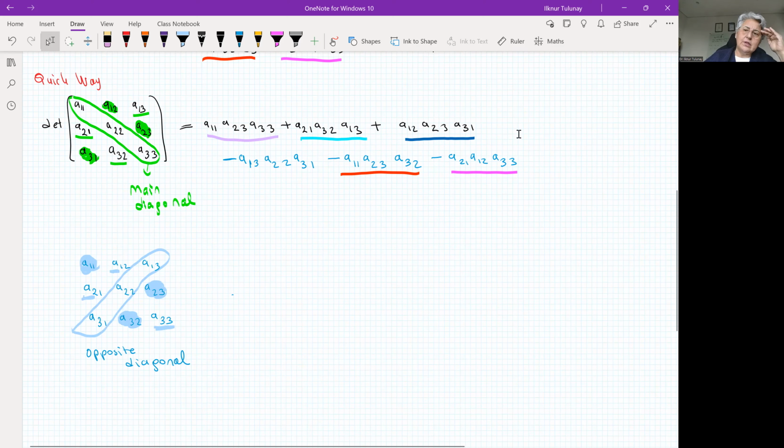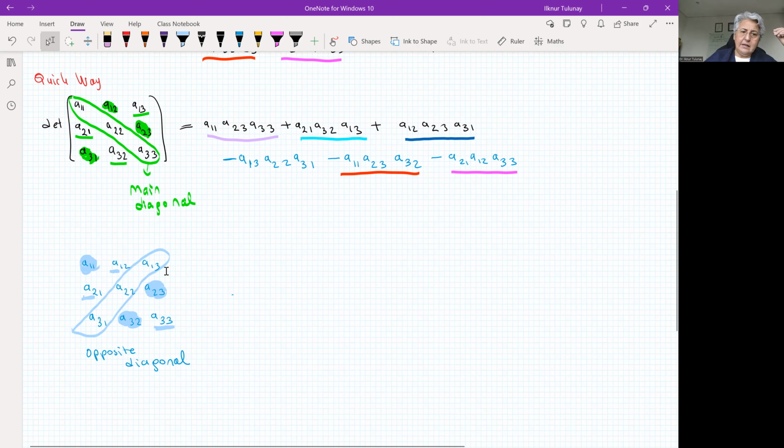Now I am focusing with my eye on the opposite diagonals. I wrote it here for the reference in order to be able to see what is going on. But once you get used to it, your brain will do it automatically. It will be much quicker. So this is the opposite diagonal. So these are the negative ones. So that is A13, A22, A31.